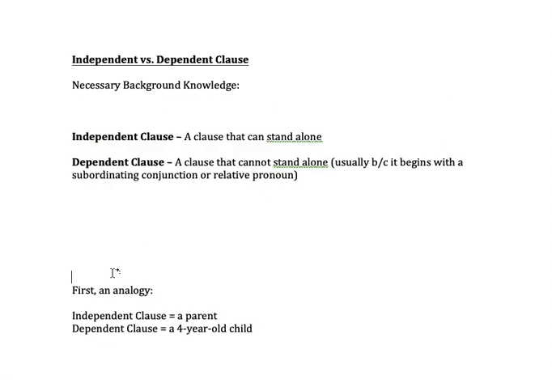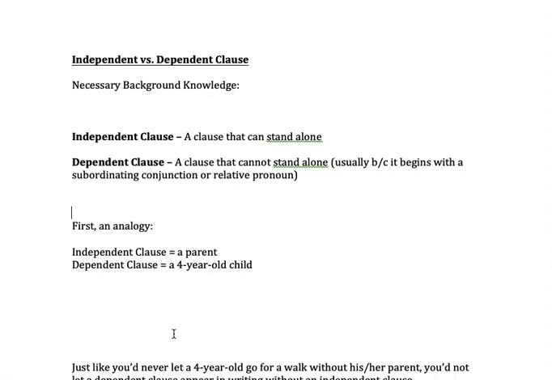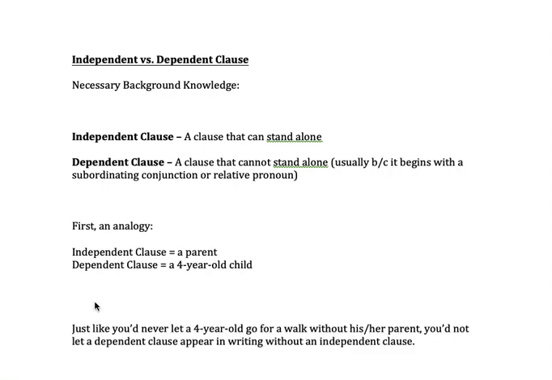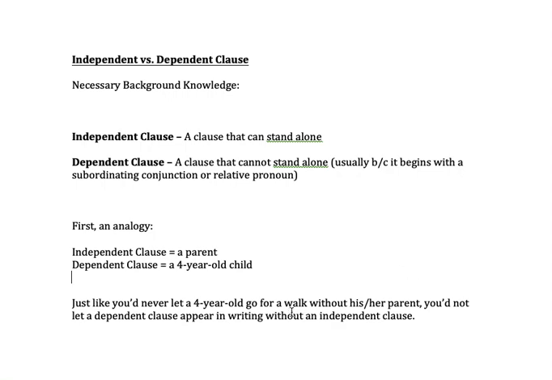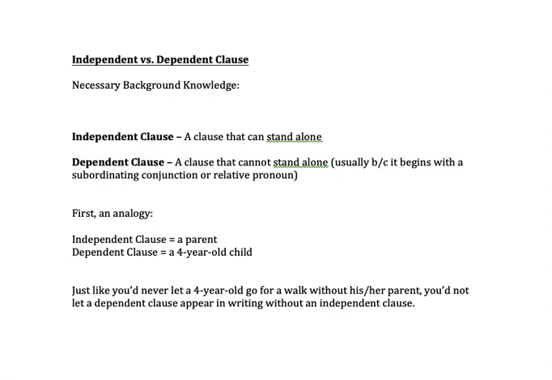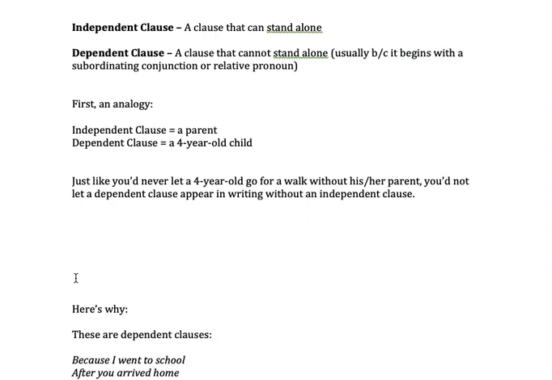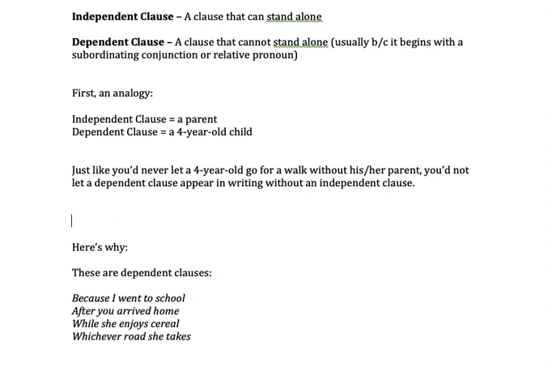So first, an analogy. I think it's helpful to think about independent clauses as a parent or an adult, and a dependent clause as a 4-year-old child. Here's why. Just like you'd never let a 4-year-old go for a walk without his or her parent, you'd not let a dependent clause appear in writing without an independent clause. Well, why? Well, dependent clauses can't stand alone, okay? 4-year-olds shouldn't go for walks by themselves. They should have an adult with them.